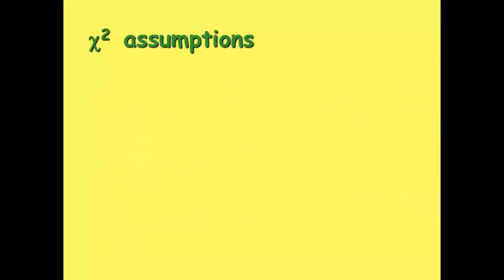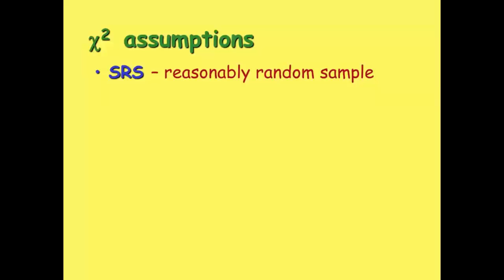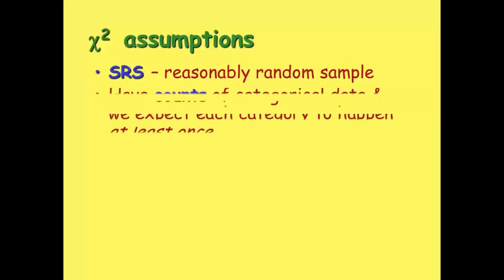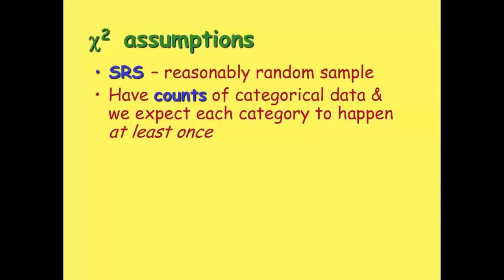Okay, so in order to do a chi-square process, we need to have some assumptions. So let's go through our checklist. SRS seems to be pretty standard with all of our distributions, that we are assuming the data was collected somewhat randomly. Then we have to have counts of categorical data, and what we expect to have in each category has to be at least one. So let me emphasize this because I'm going to try to trick you a little bit later in the presentation. In order for this to work, we have to have counts, not percentages, but counts of data.